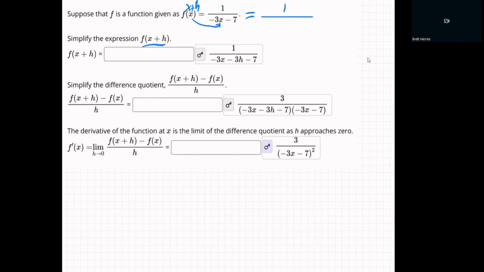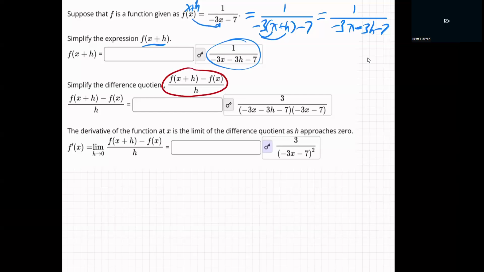That's going to be 1 over negative 3 times x plus h minus 7, which equals, and if we distribute that minus 3, boom, boom, we get minus 3x minus 3h minus 7, which is how they got that answer. 1 over that. Okay, so now for the second part, it's going to be a little tougher. I'll circle this one. So we want to take the difference quotient. Let's put it down here.